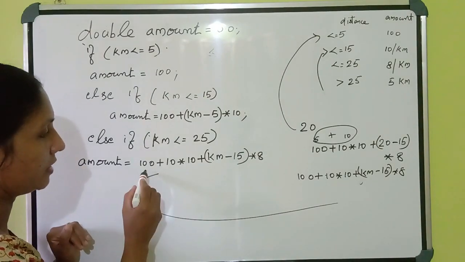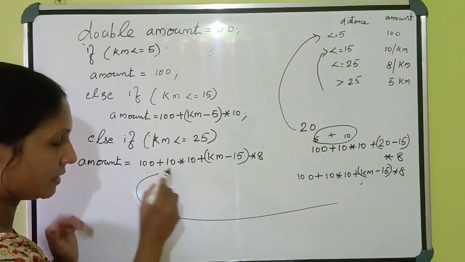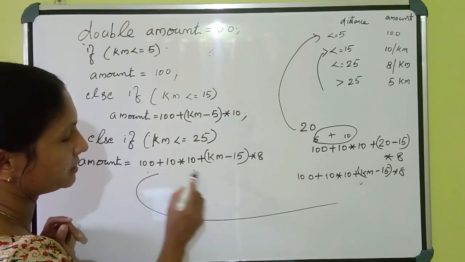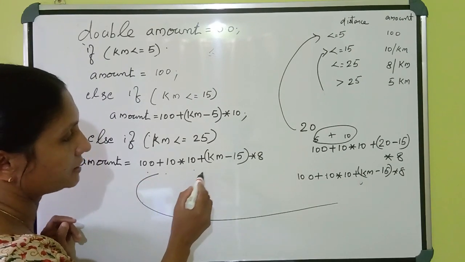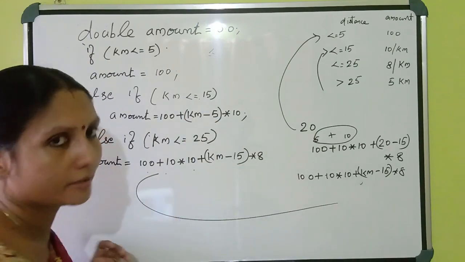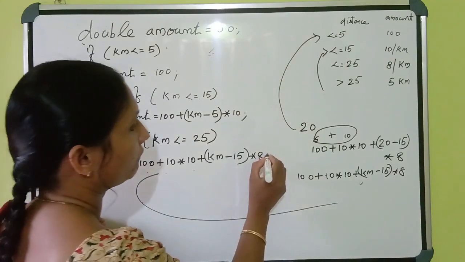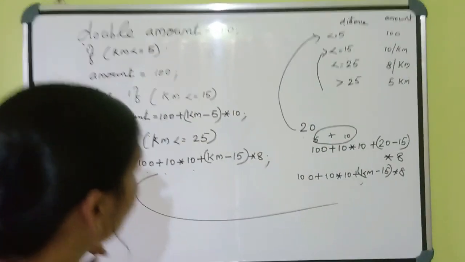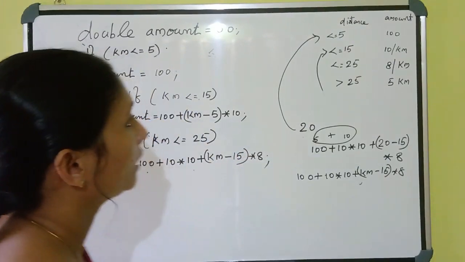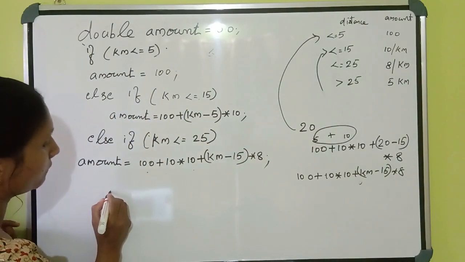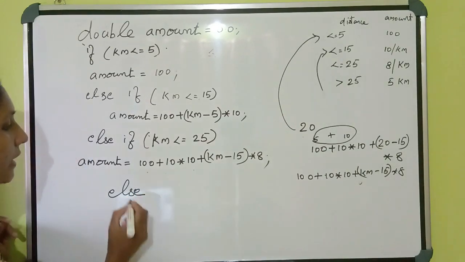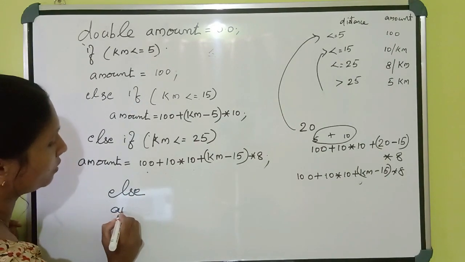See the equation, 100 plus first interval into that amount plus, sorry, second interval into that amount plus kilometer minus second interval into that amount. Okay, this is the way we can calculate that amount. Then at last we have only one more condition. Then how can you write? With the help of else statement. No need to write else if. Okay, else statement we can calculate the amount.